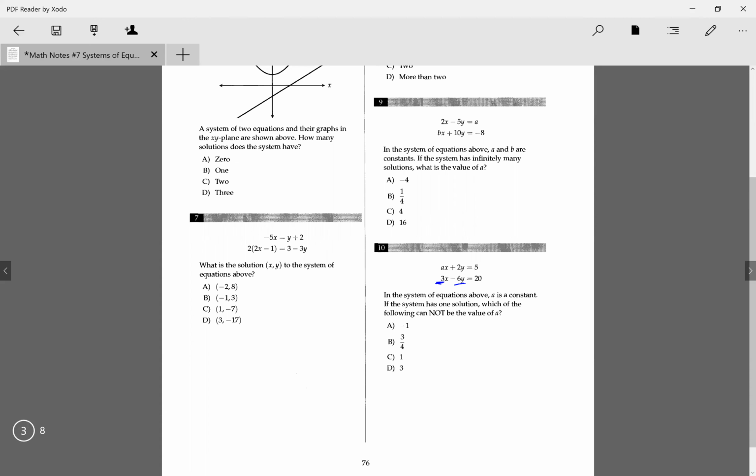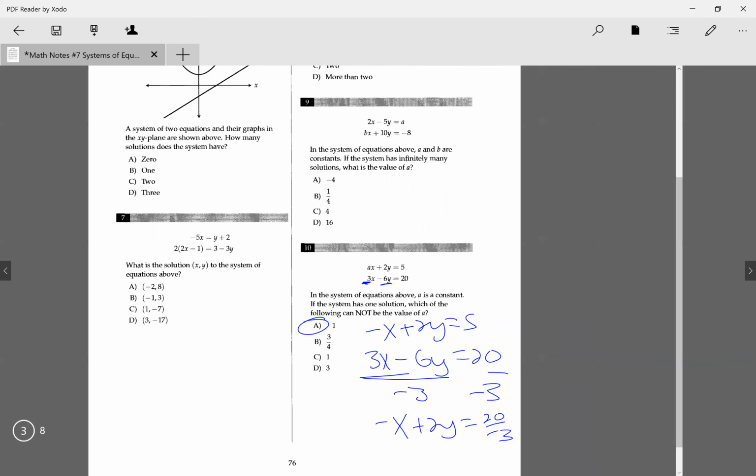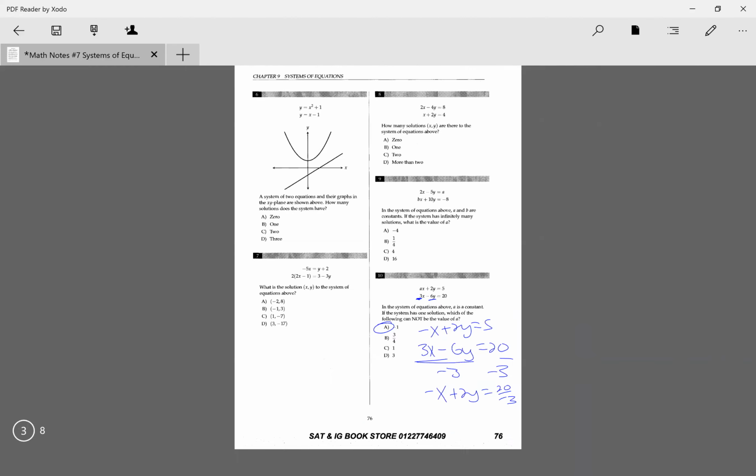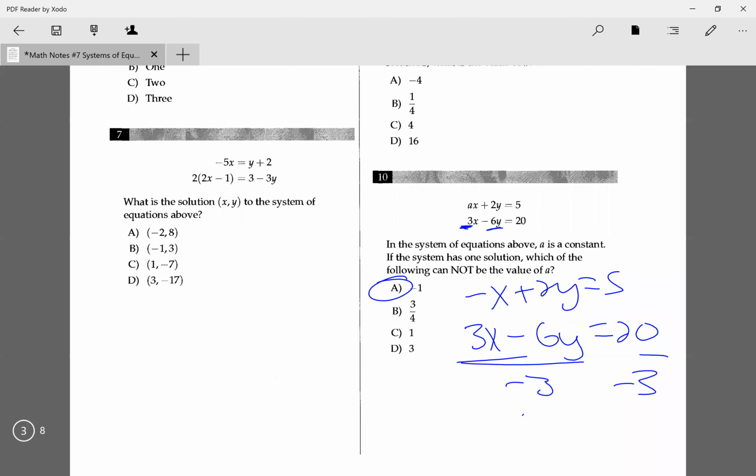If A is equal to -1, that would give me negative x plus 2y equals 5, and 3x minus 6y equals 20. But if I divide both sides by -3, I get negative x plus 2y equals 20 over -3, which is about -6.66. Okay, that's not important. But we know 20 over -3 is not the same as -5.